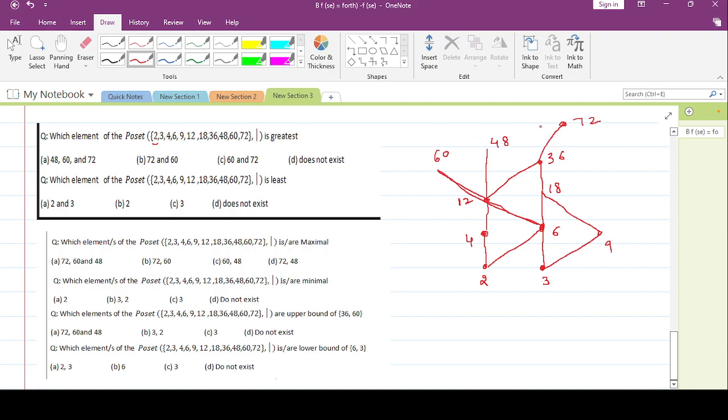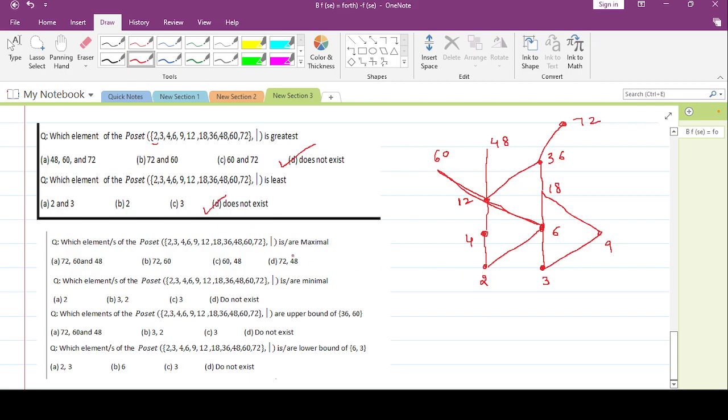Now the question is which element is greatest. The greatest element is that element such that every other element is in a relation with that element. Here you cannot say that 72 is greatest. Why? Because 48 does not divide 72, so 48 is not in a relation with 72. So here we can say that the greatest element does not exist. What is the least element? Again, the least element is that element which has a relation with every other element. You see that 2 does not divide 3, and 3 does not divide 2. So here we can say that the least element does not exist.